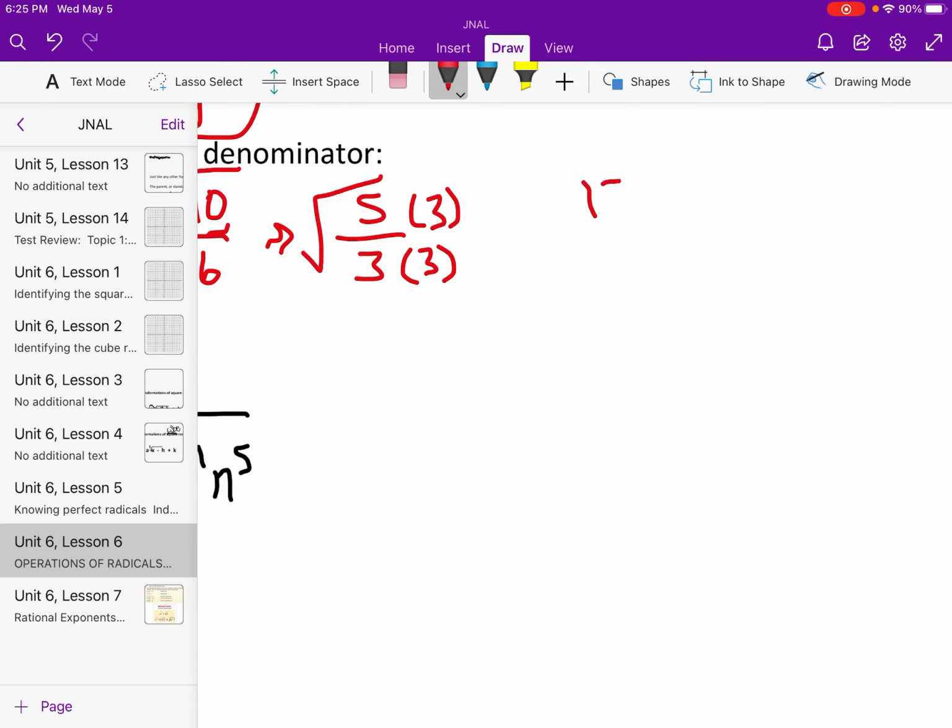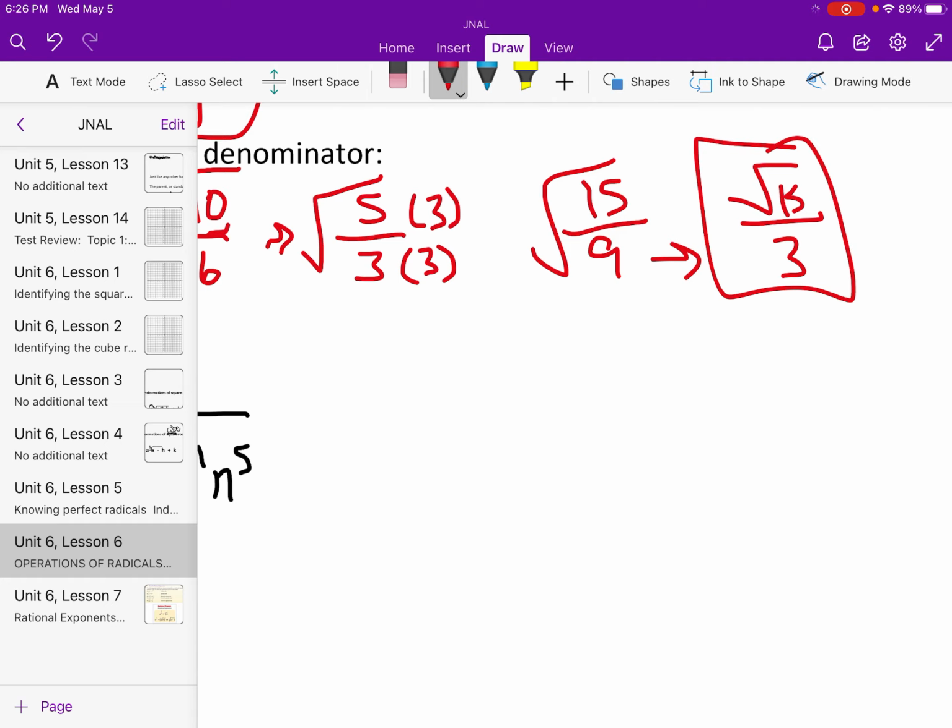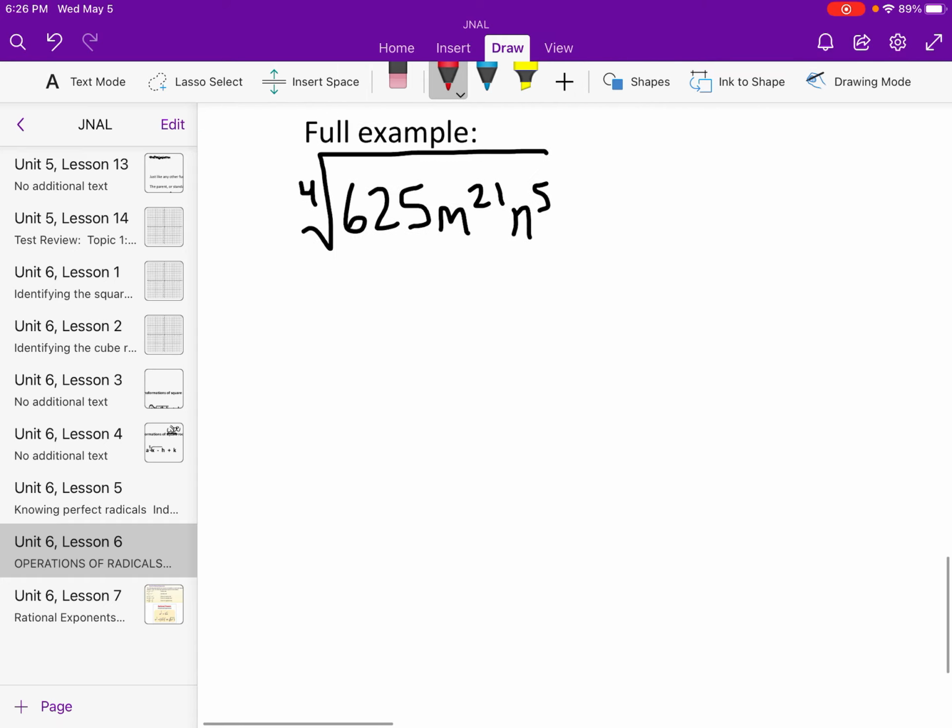Then we get 15 divided by 9. And we now see that we can take the square root of that. And we have 3 on the bottom and root 15 on the top. Or we really could bring out the 3 if we wanted to, like this. Well, since it was on the denominator, it would have to stay on the denominator. We would have 1/3 times that. We don't need to do that. That's more complicated. So basically, you take the square root of that, you get 3, and then root 15 on top. That's rationalizing the denominator. Okay, then we have one more, a full example.